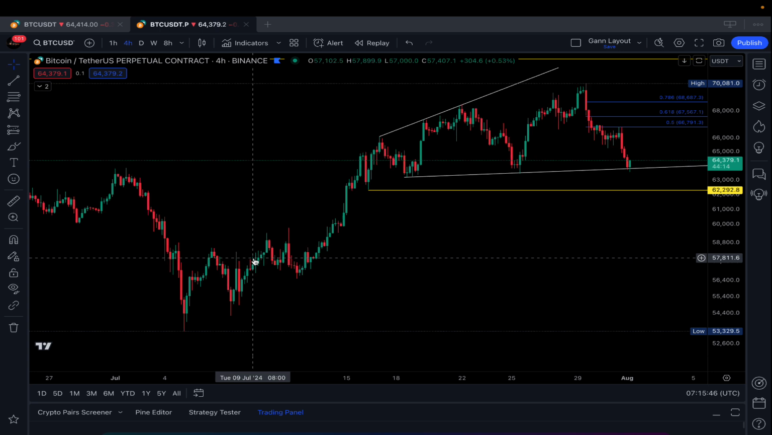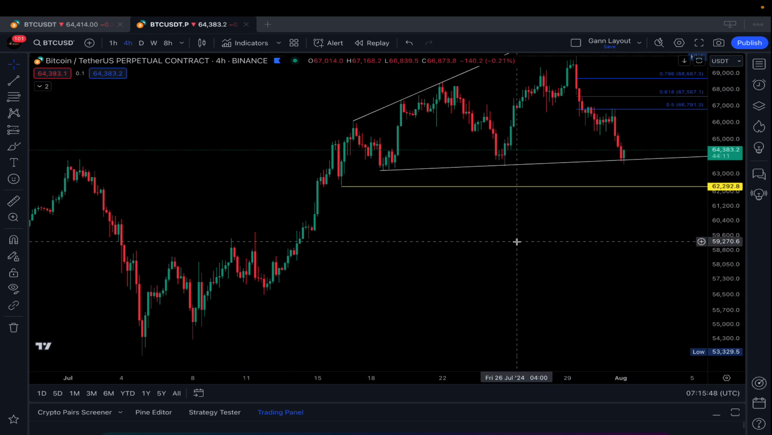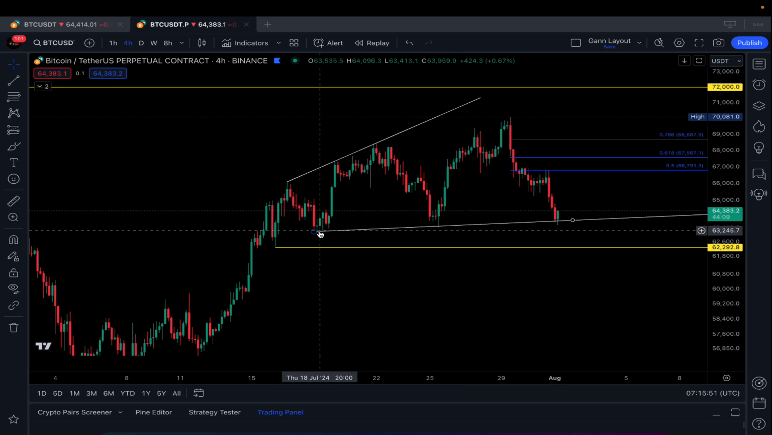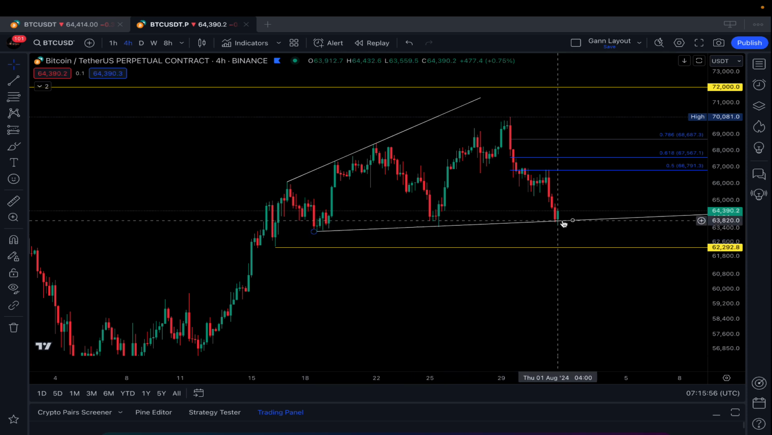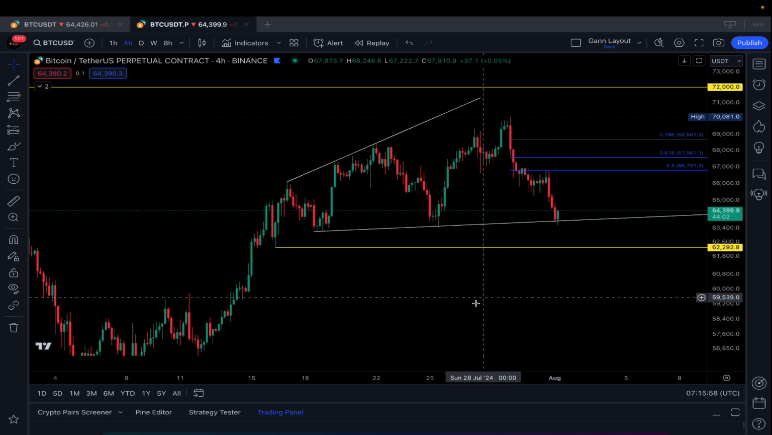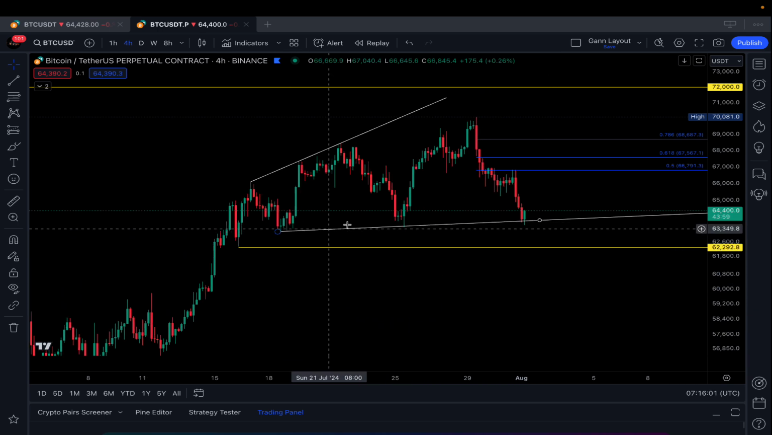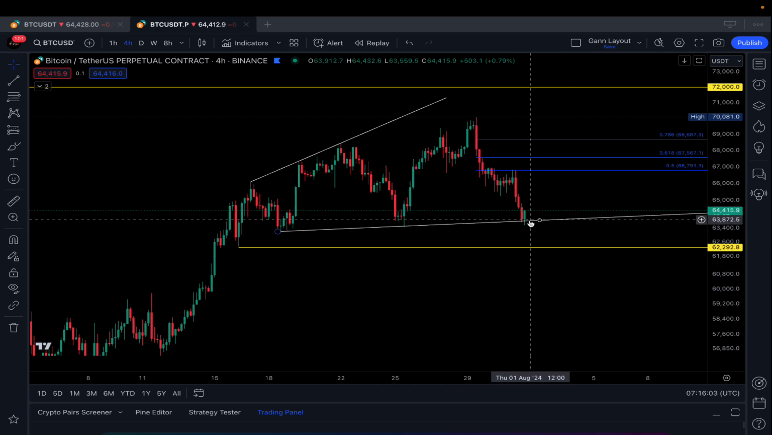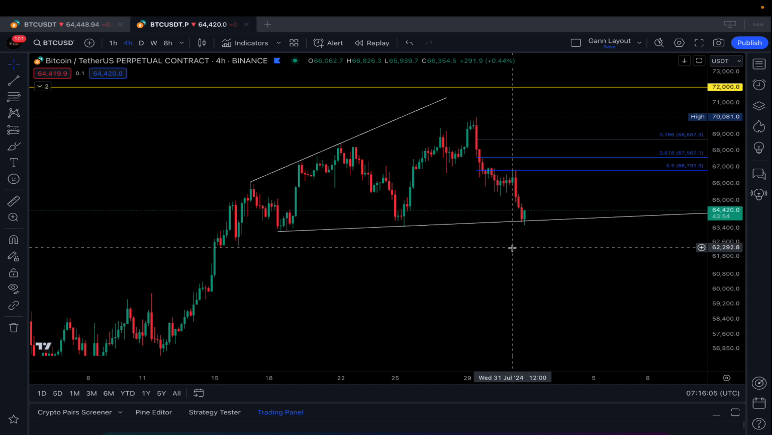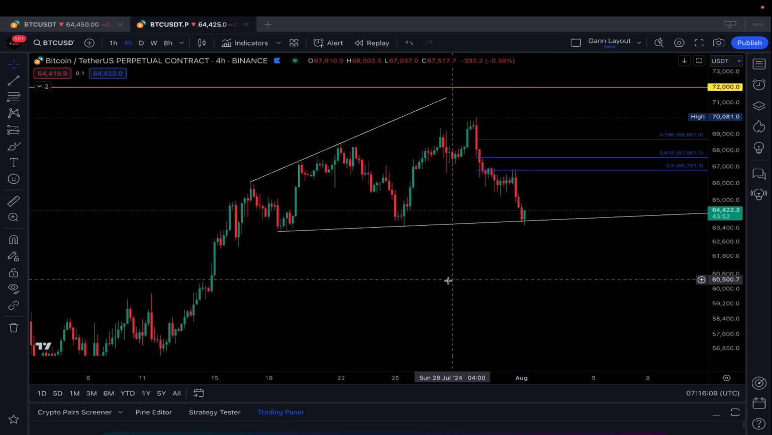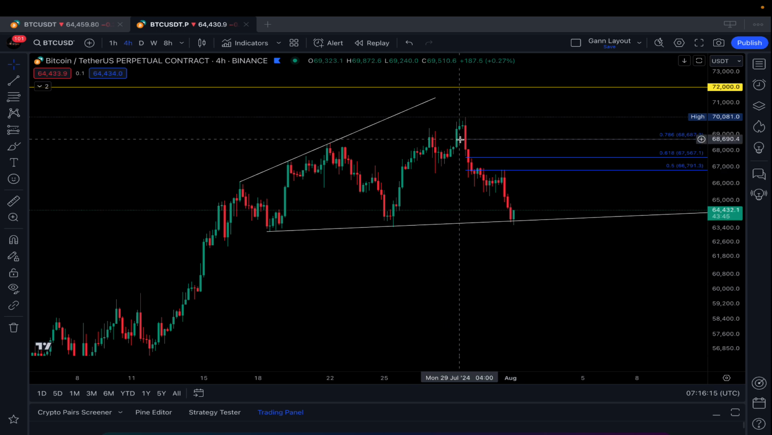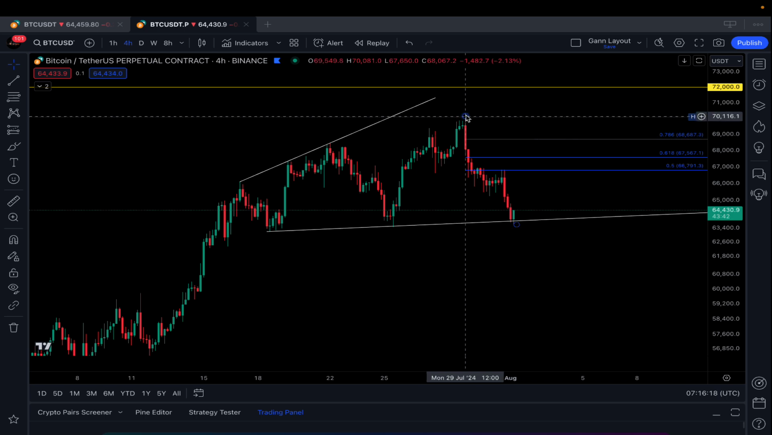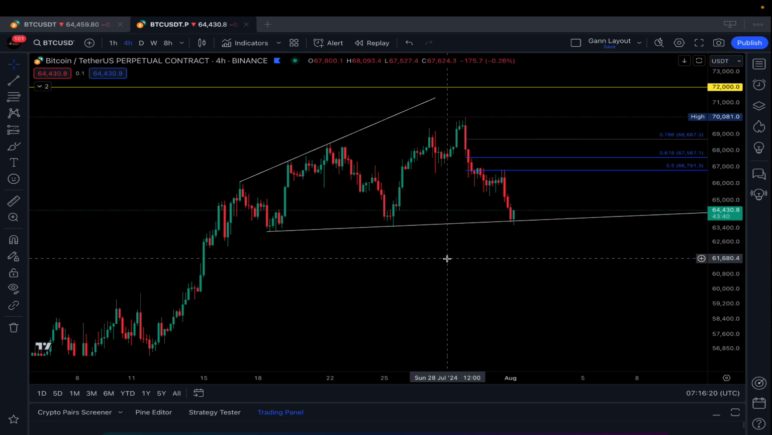The immediate level to look out for is this support trend line, which is holding Bitcoin's price. And as long as it is holding Bitcoin's price, I am expecting a bounce today, maybe even tomorrow or in the next day. It can't be sustained over this previous high above 70k, but I am expecting a bounce.